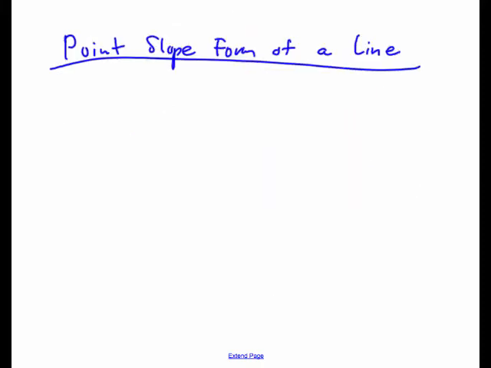So just to review one last time what we've done. What we had is a line, and we had a specific point on that line, which I'm going to label as (x1, y1).